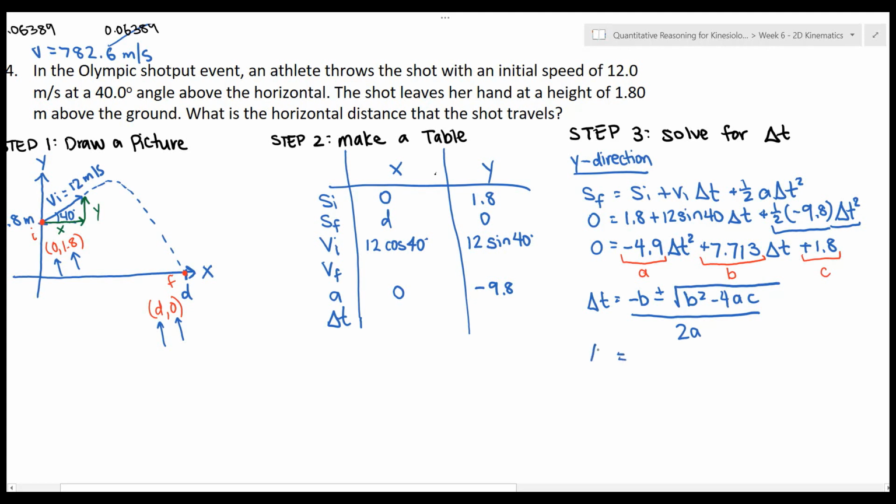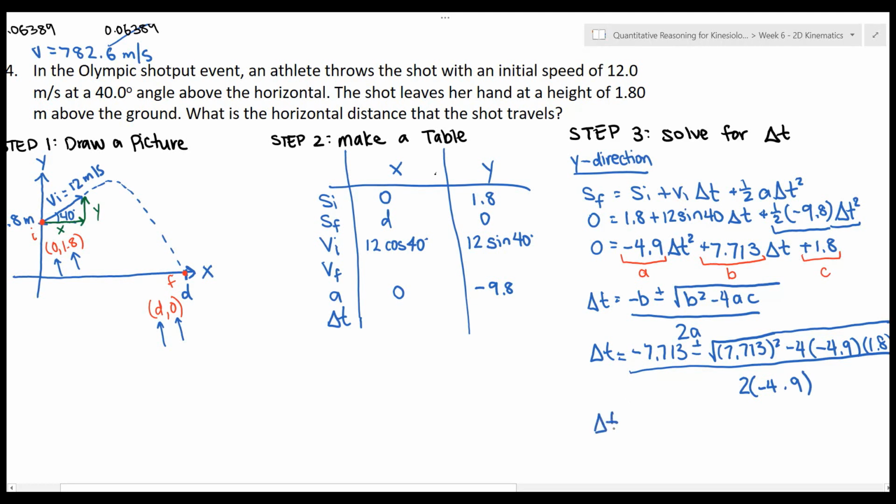Let's sub in all the values. Negative b, so b is 7.713, so negative b is negative 7.713, plus or minus the square root of b squared, so 7.713 squared minus 4. A is negative 4.9 and c is 1.8. All of that's under the square root sign, and then all over 2 times a, which is negative 4.9. All right, so I'm going to type this onto my calculator. I'll type it out once with a plus sign and once with a minus sign here.